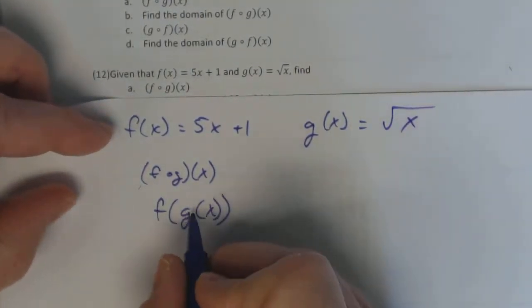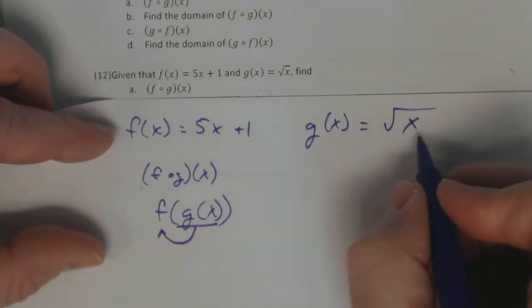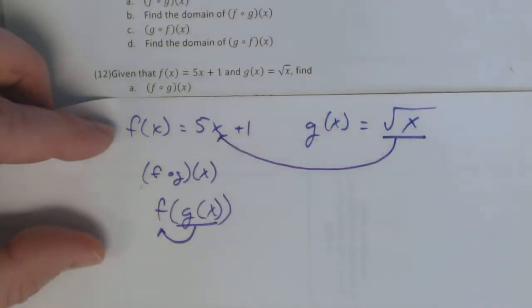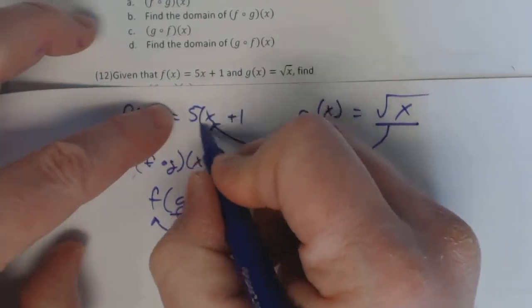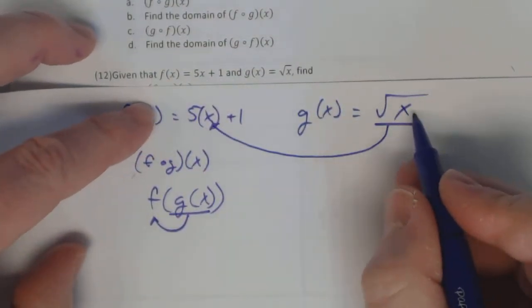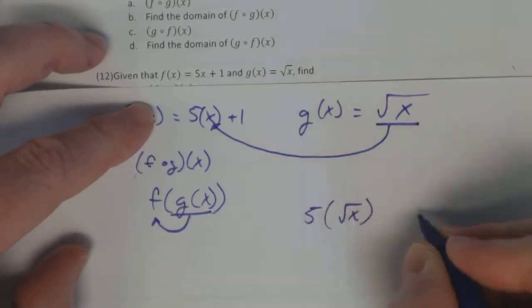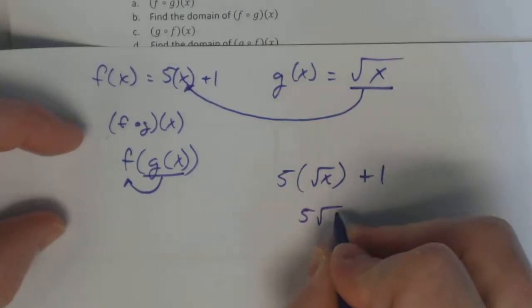So, we're going to take function g and plug it into f. Right there, everywhere there's an x, we're going to put that whole function. So that guy right there is going to turn into the square root of x. 5 square root of x plus 1. Or just 5 square root of x plus 1.